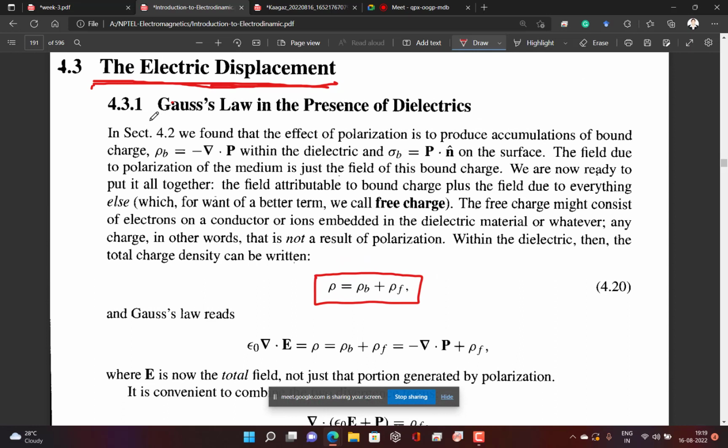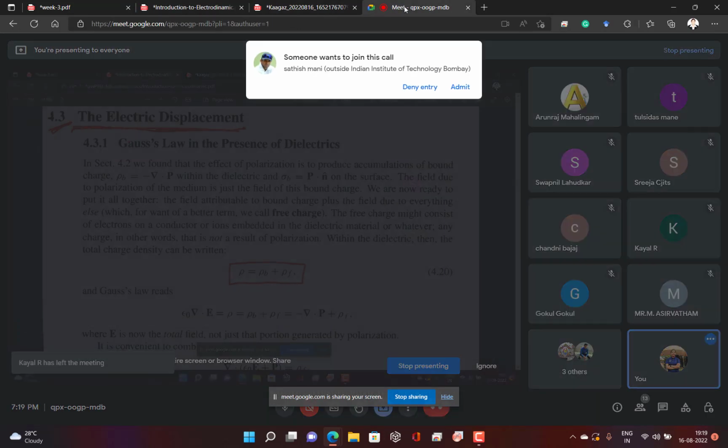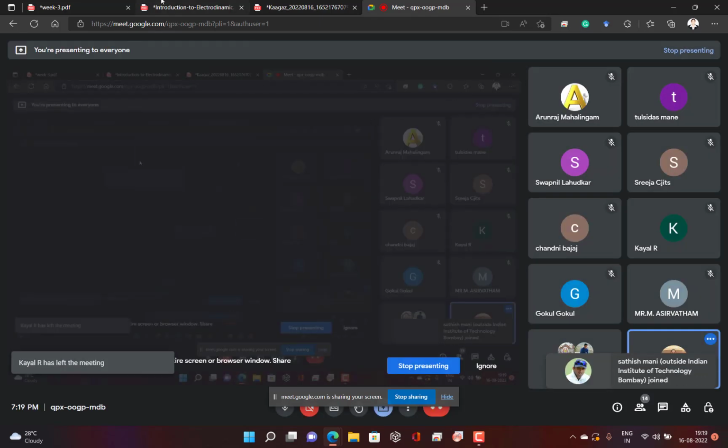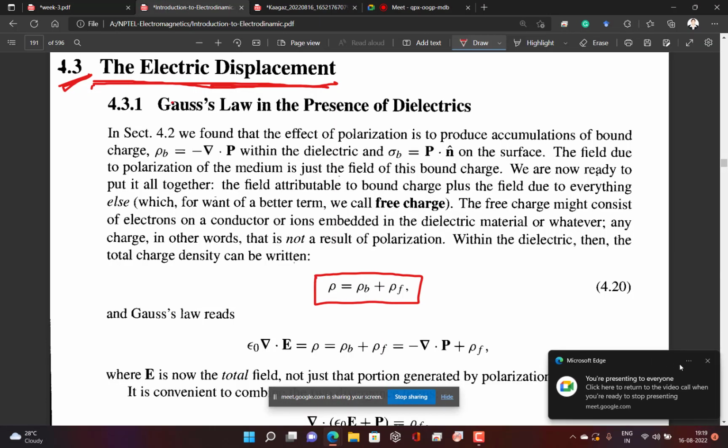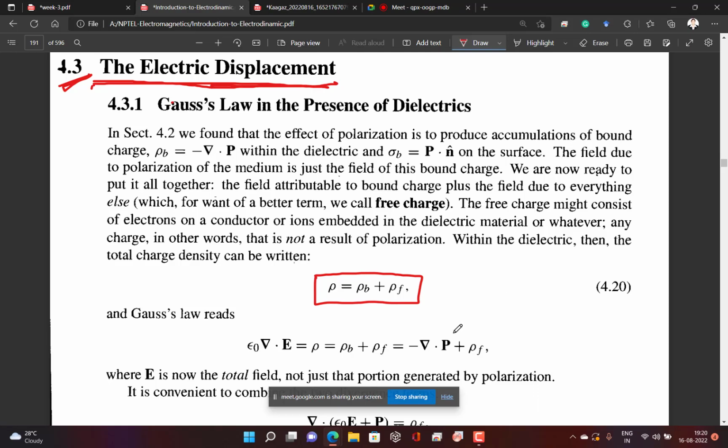I would suggest you all to go through this chapter 4. Especially subsection 4.3 will be very useful to you to solve the questions for the assignment.